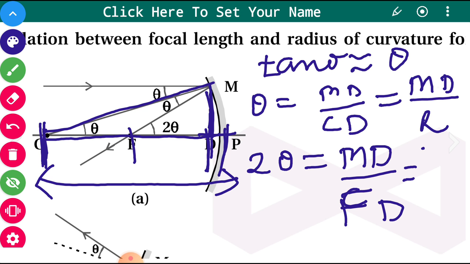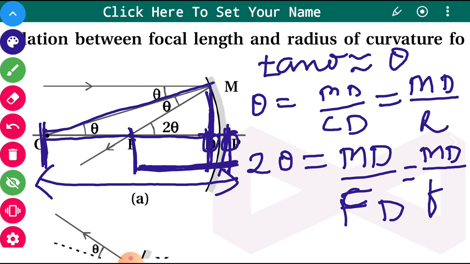Similarly, here 2 theta is MD upon, what is F to D? F to D is nothing but equal to F to P only. FD or FP both are the same, because this D to P distance is very small, and F to P is nothing but the focal length, that is F.